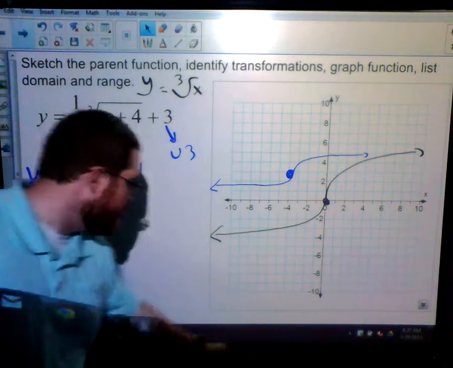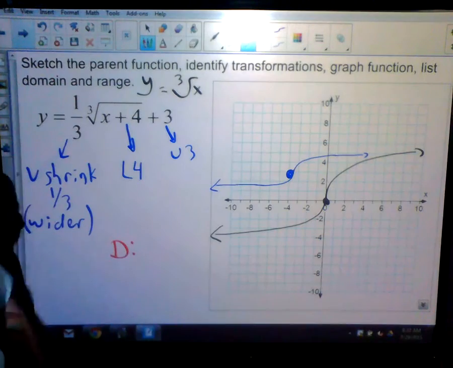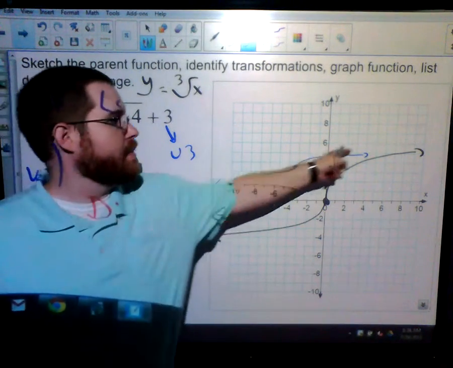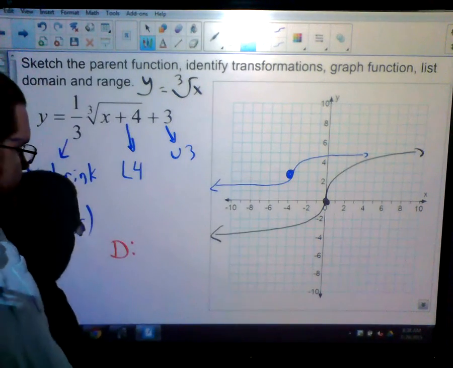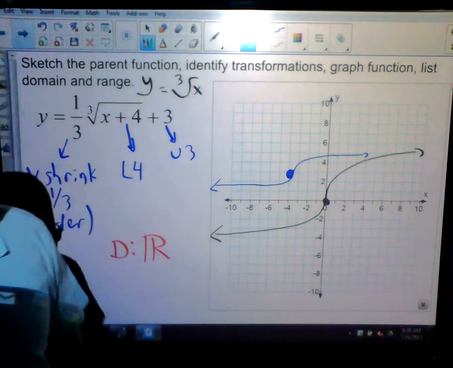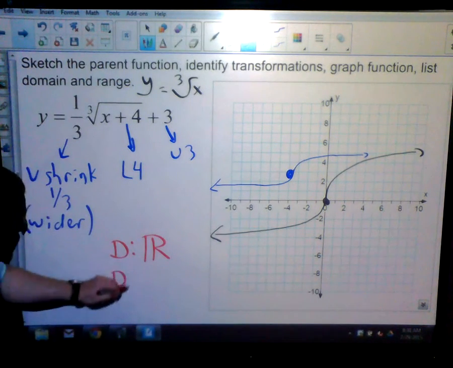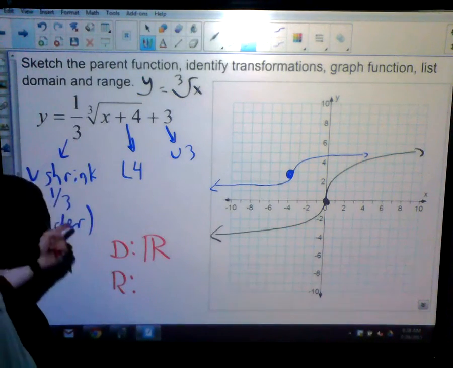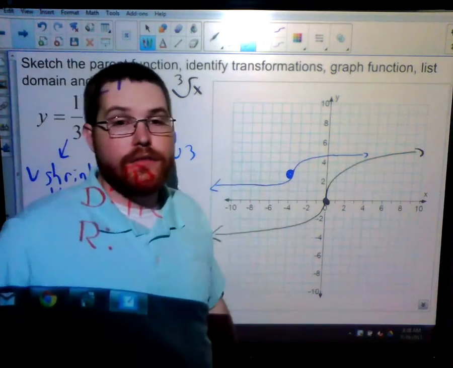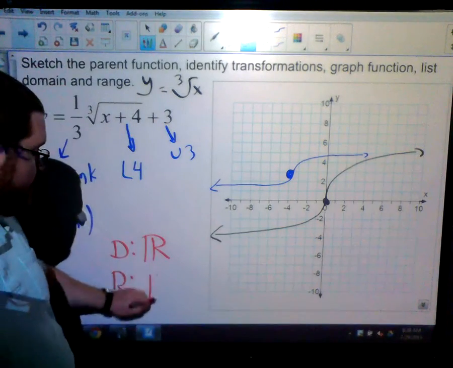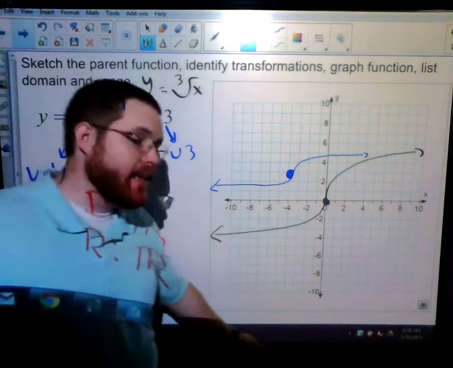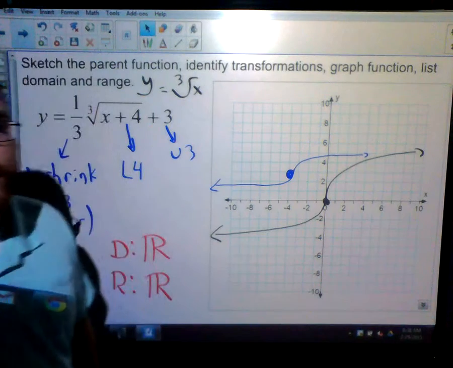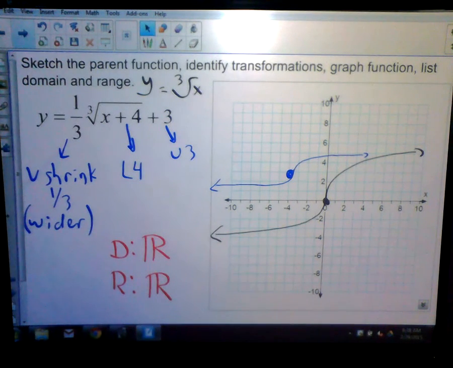Let's talk about the domain and range of this guy. How far left and right does my blue graph go? It goes forever in both directions. Perfect. How about the range? How far down will this go as you go this way? It goes down forever. How far up does it go? It goes up forever. So the range is all real numbers. The domain and range of any cubed root is all real numbers. So knowing that kind of helps.